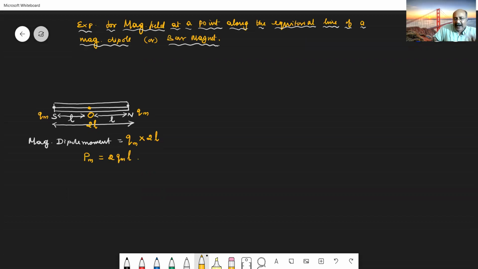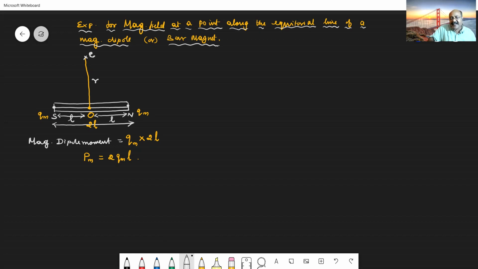Now, what we have to consider is a point on the equatorial line. I am considering an equatorial line by dropping a perpendicular to the axial line. If I drop a line perpendicular to the axial line, that line is considered the equatorial line. On that equatorial line, you take a point P, or according to your book, C. Let the point C be at a distance of small r from O.